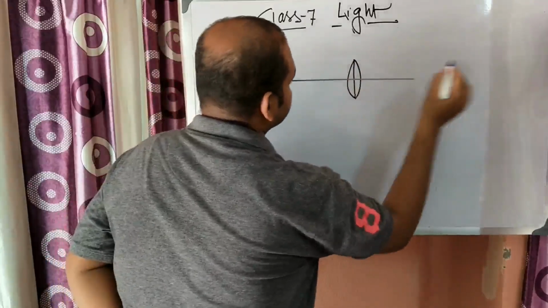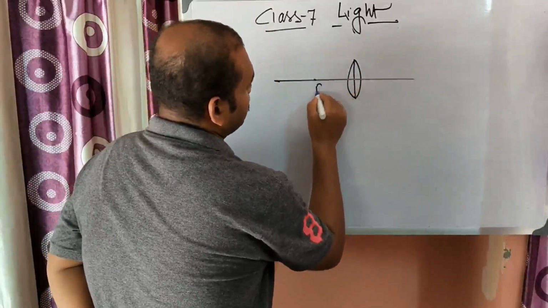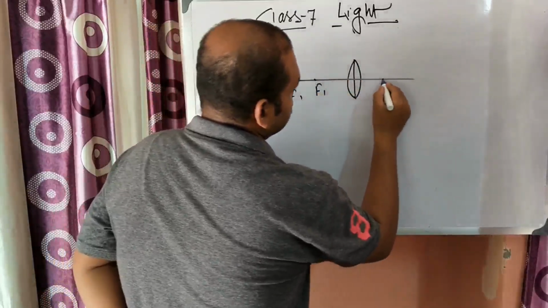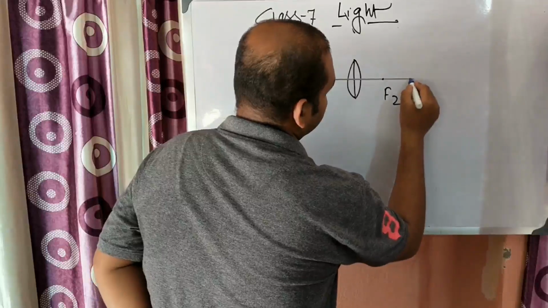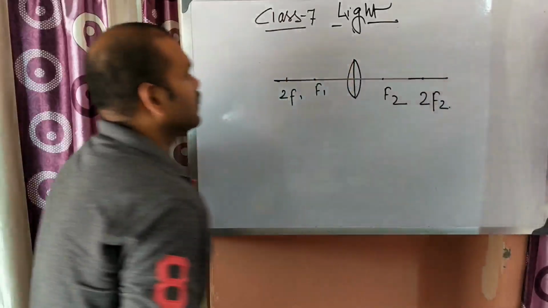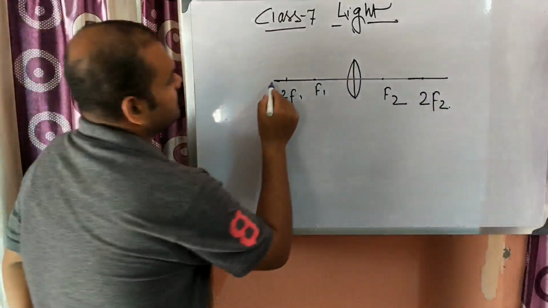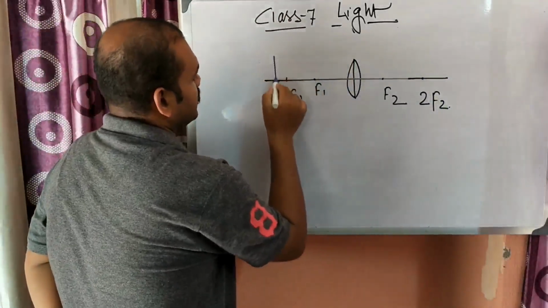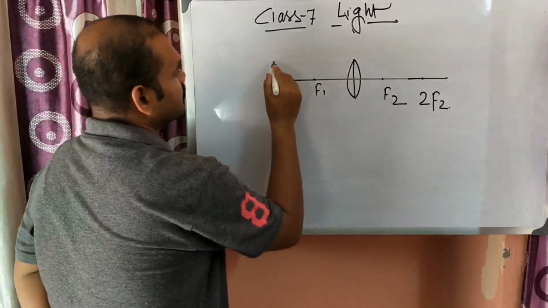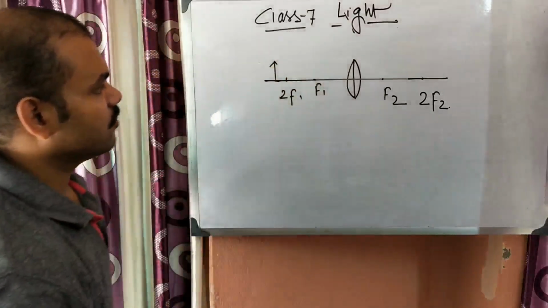In this case, the second position is, suppose this is f1, this is double of focus, f2, 2f2. Okay, now if an object is kept after 2f2, then where will the image form?